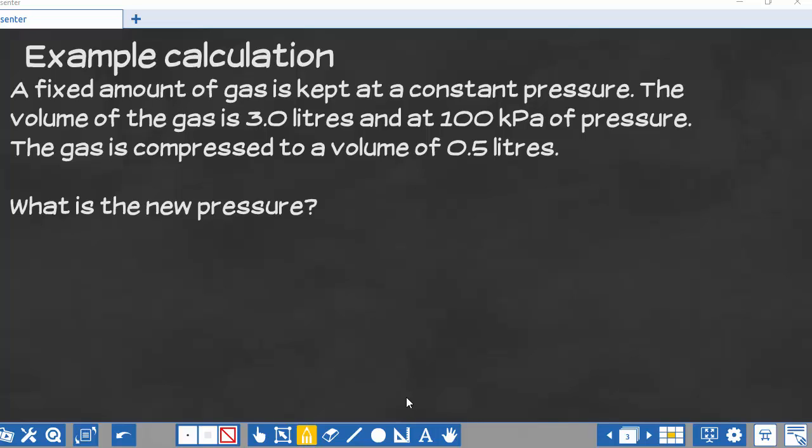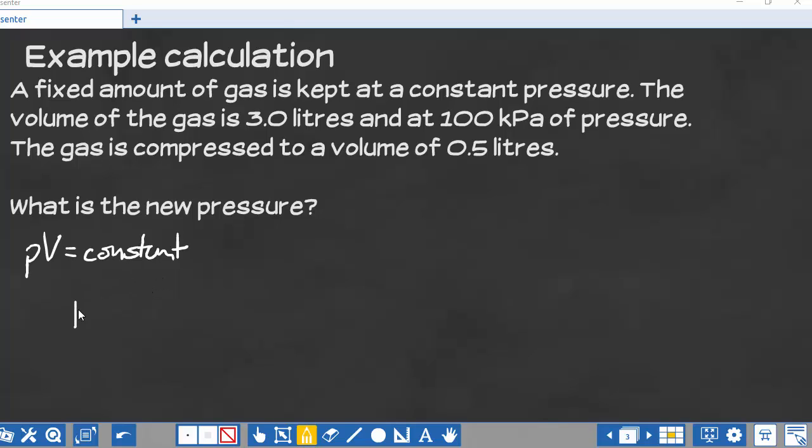So now we're going to have a look at an example calculation. We have a fixed amount of gas kept at a constant temperature. The volume of the gas is 3 litres at 100 kilopascals of pressure. The gas is compressed to a volume of 0.5 litres. What is the new pressure? To begin with, we know that PV is always going to equal a constant.